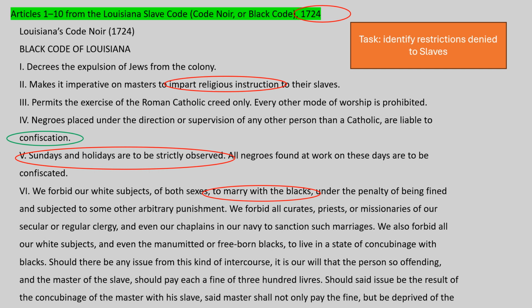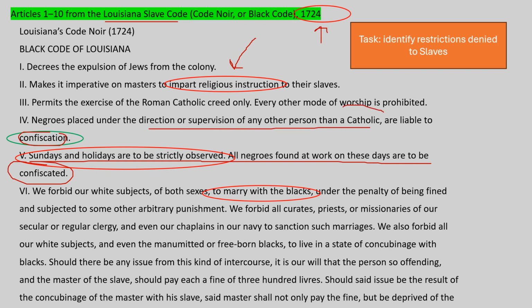Here we see another sample of the series of laws. This is from 1724, and it's looking primarily at the Louisiana slave codes. This section is concerned about religion, as it says here, impart religious instruction. Sundays and holidays are to be strictly observed. All Negroes found at work on these days are to be confiscated. They make use of this word confiscated a couple of times, as it mentions here, under the direct supervision of any person other than a Catholic. So I guess if the person supervising the slaves is not a Catholic, that could be grounds for confiscation.